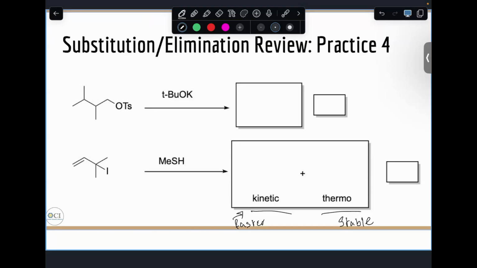T-butoxide, what type of reaction is that going to do? E2, yes. Is that big or small? Big, yes. I guess in this case, it doesn't really matter. It can really only go in one place.